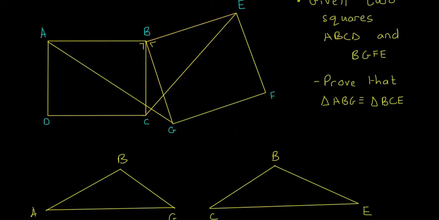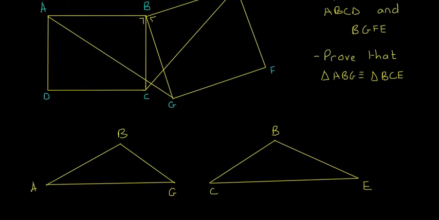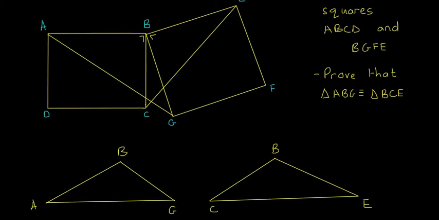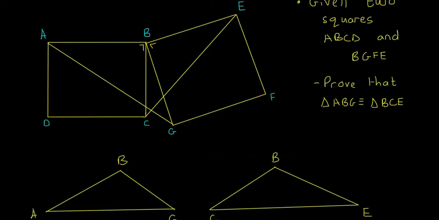So now how are we going to prove that these two triangles are the same? That's where the tricky bit comes in. The first thing I'm going to focus on is proving that this angle here, I'll choose a different color, dark blue. This angle here, which is ABG, is the same as this angle here in red, EBC.